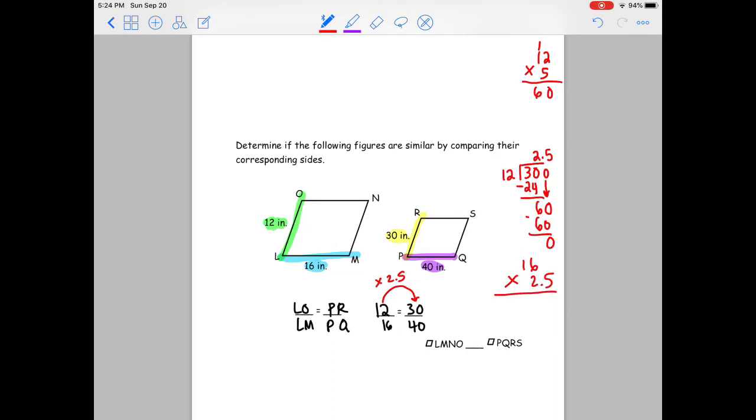Let's see. 5 times 6 is 30. Carry the 3. 5 times 1 is 5, plus 3 is 8. 2 times 6 is 12. Carry the 1. 2 times 1 is 2, plus 1 is 3. 8 plus 2 is 10. Carry the 1. 3 plus 1 is 4. I move 1 decimal place. I get 40. So yes, 16 times 2.5 is 40. So parallelogram LMNO is similar to parallelogram PQRS.